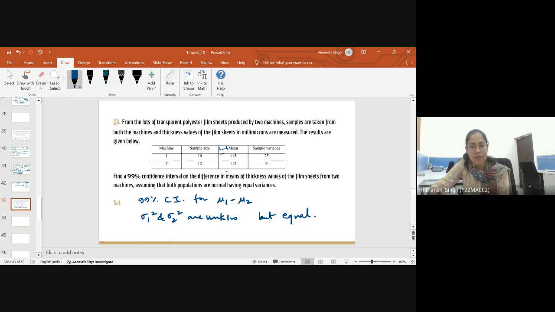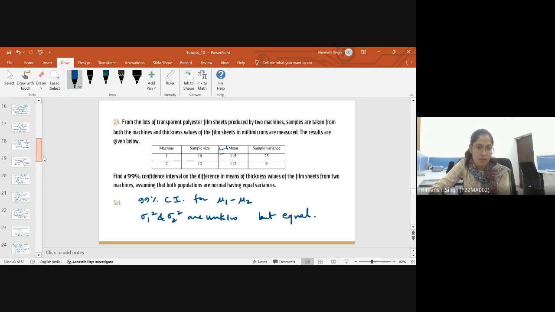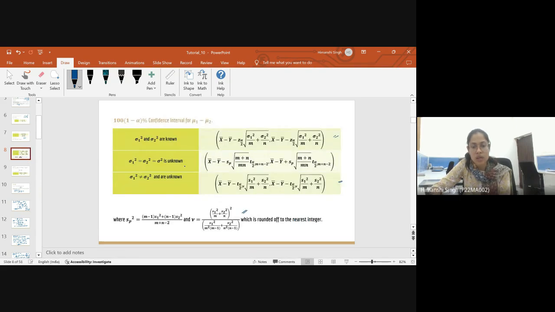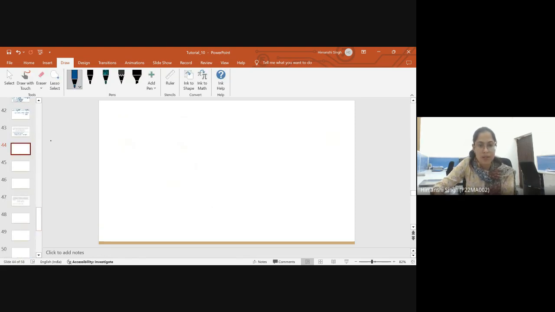We have x bar, y bar, s1 square, s2 square, m and n. We only need to calculate the confidence interval. Now, what is the confidence interval for this case? When both variances are equal, we need to calculate the pooled standard deviation SP, and the t value, t alpha by 2 with m plus n minus 2 degrees of freedom. We will calculate them further. First we will calculate the SP.